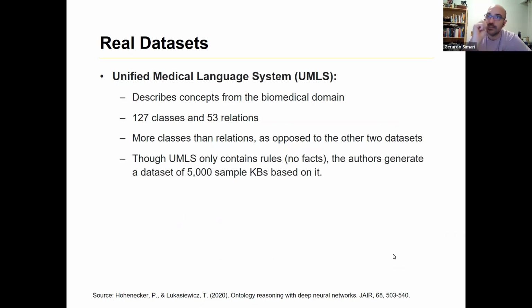And finally, the Unified Medical Language System, UMLS, whose domain is biomedical. It has 127 classes and 53 relations. And this is interesting because it has more classes than relations. The rest of the data sets were the opposite. And this is one of the examples that I was mentioning where they only have rules. They don't have facts. It's just the set of rules, and the authors still can generate a data set of 5,000 sample KBs based on these rules.